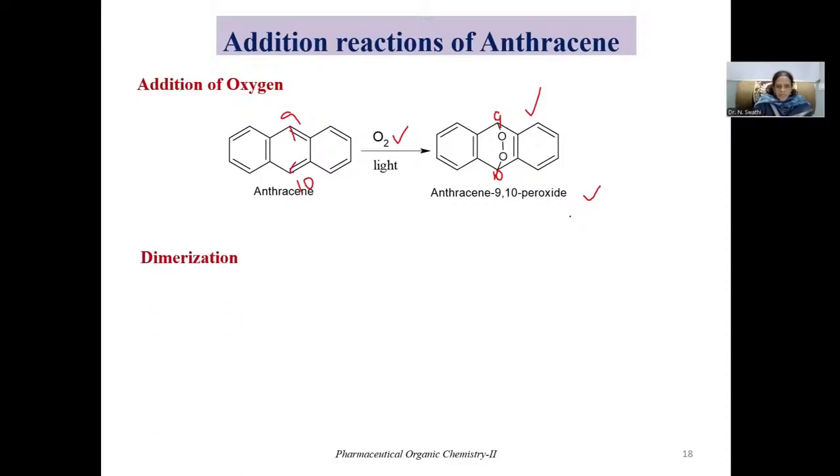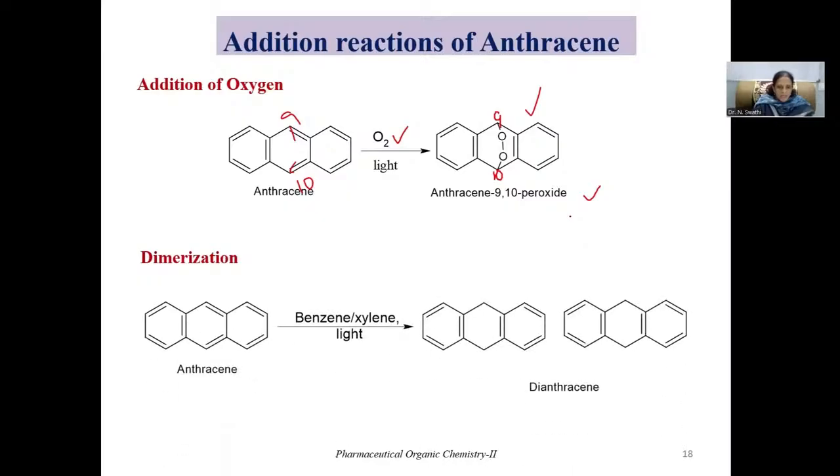Now, the second addition reaction is the dimerization reaction. That means here 2 moles of anthracene undergo polymerization reaction. Because 2 molecules are undergoing polymerization, it is known as a dimerization reaction. This reaction occurs in the presence of either benzene or xylene in the presence of light. Basically, all these polymerization reactions are a type of free radical addition reactions. As a result of dimerization of the 2 moles of anthracene, there will be formation of dianthracene.